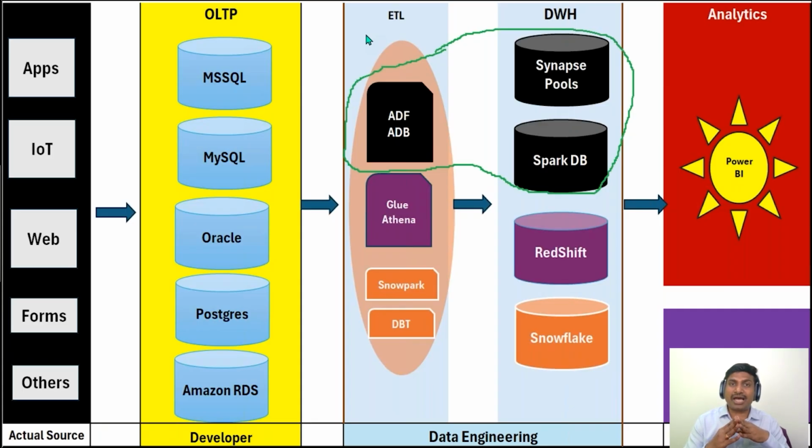Now you can ask me, Sai, why do we have two, Azure Data Factory and Azure Databricks? The things are very simple and straight. Code-based ETL, codeless ETL. The codeless ETL is Azure Data Factory. Code-based ETL is Azure Databricks.